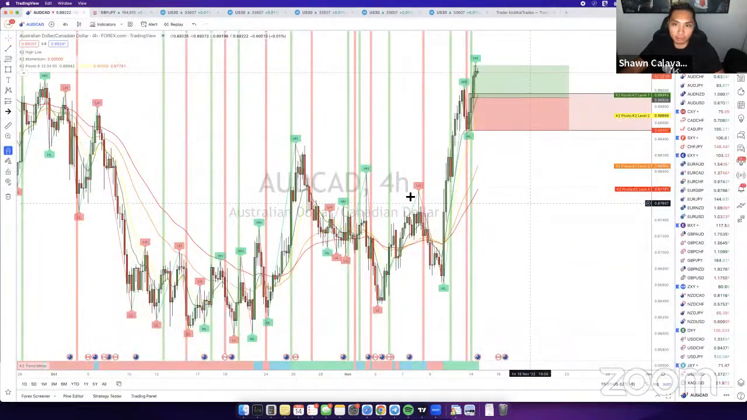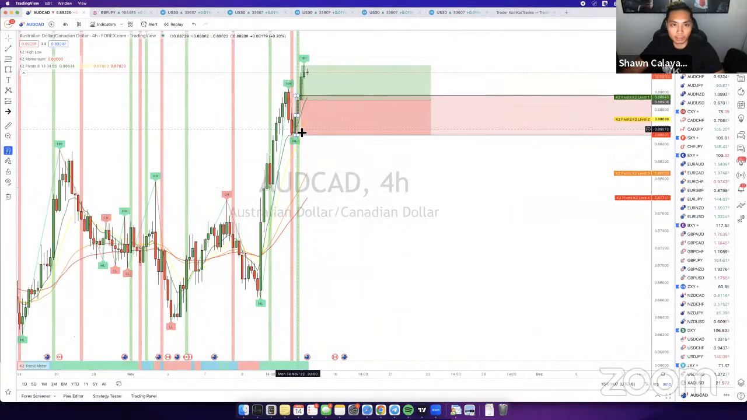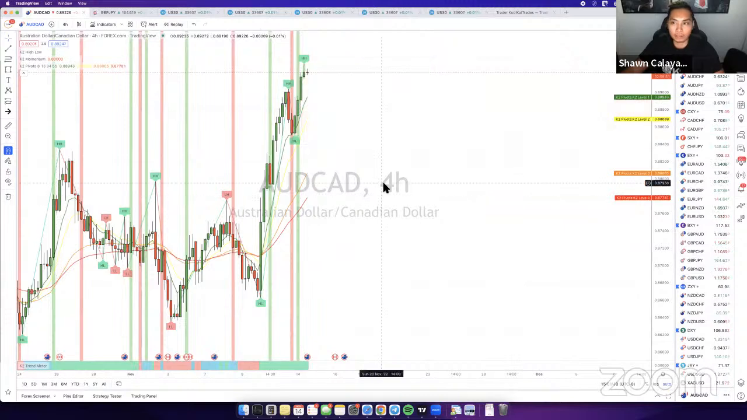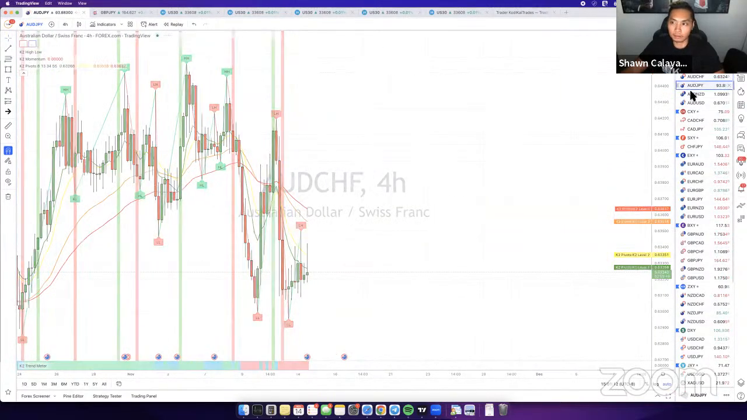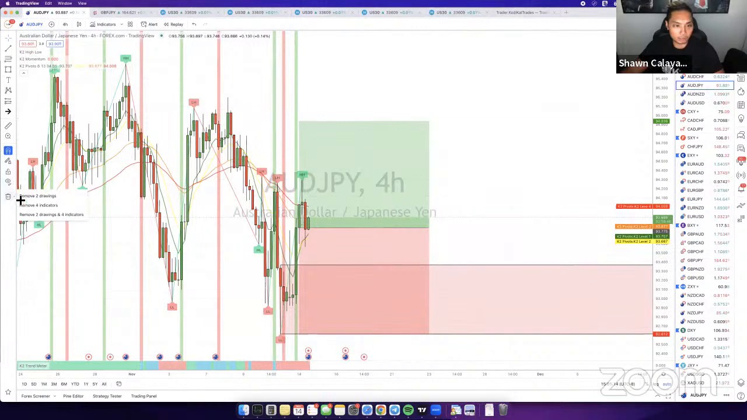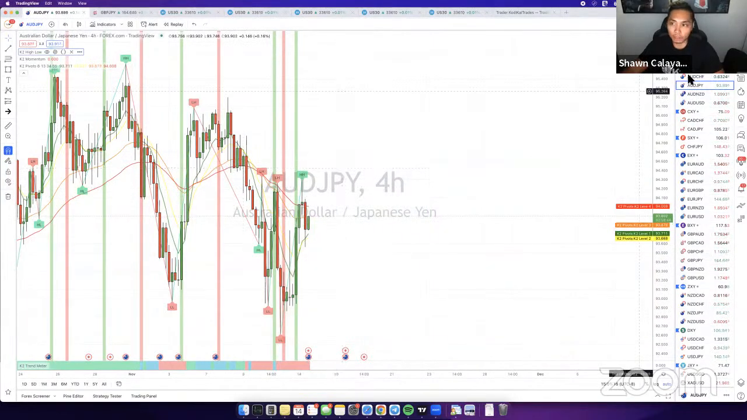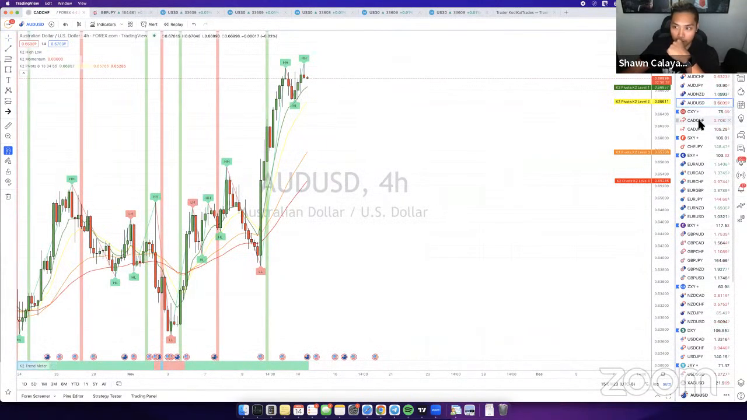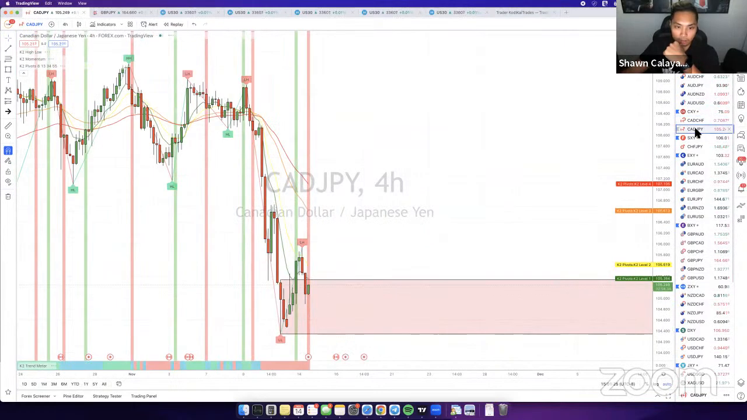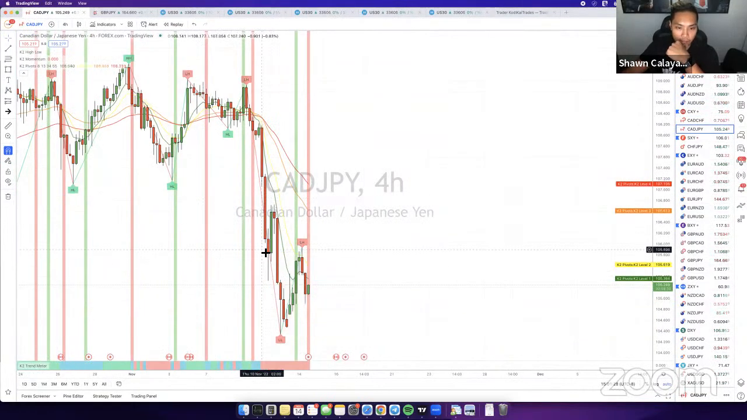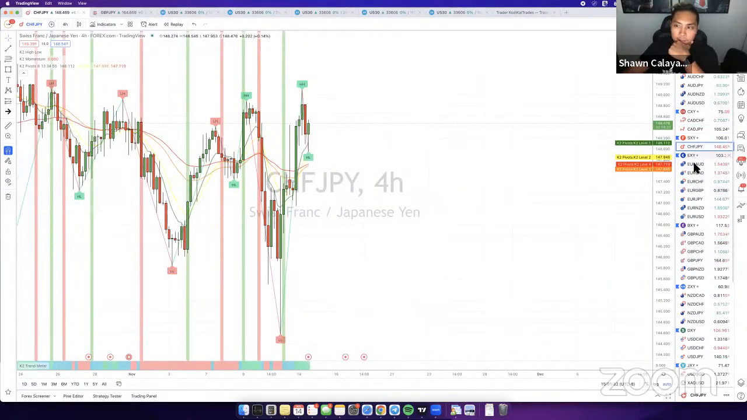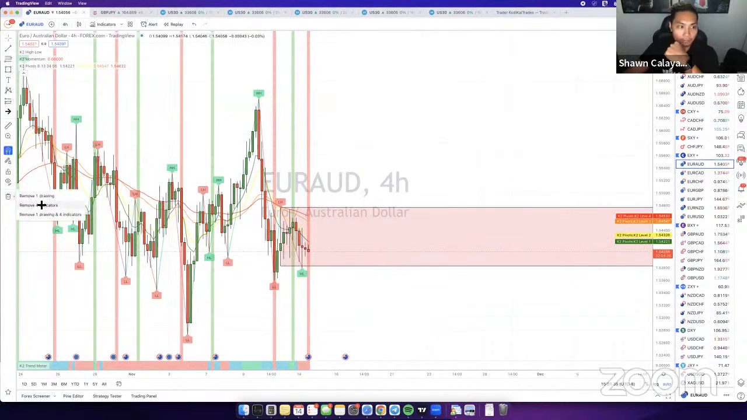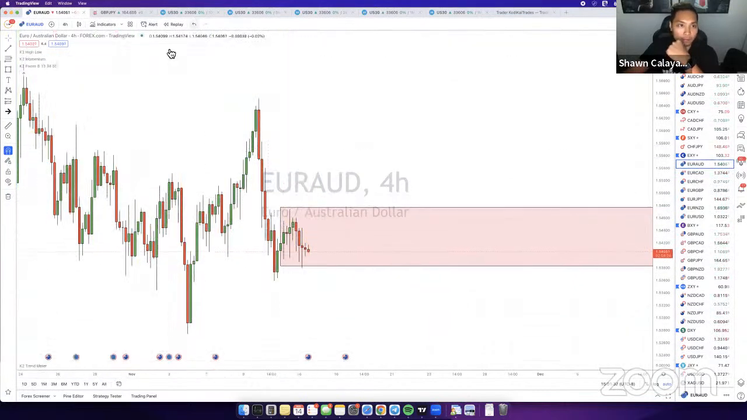Let me go here on the 4-hour. So there's an entry here that I marked up on OddCAD. It hit full TP. I'm going to keep going down the list here, see if there's anything that we could possibly take. I typically look at the 4-hour first, and then if I don't see anything on the 4-hour, I'll go down to the 1-hour. Odd NZD, no entry there. Odd USD, nothing there. CAD CHF, nothing there. CAD JPY, nothing there. Nothing there. Euro odd. Wrong thing.